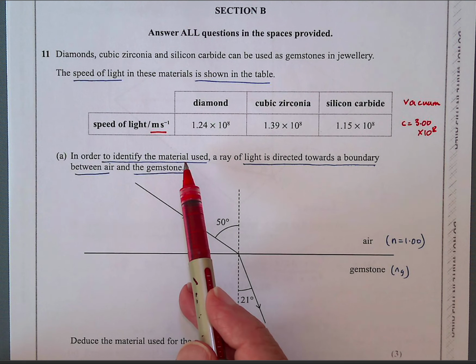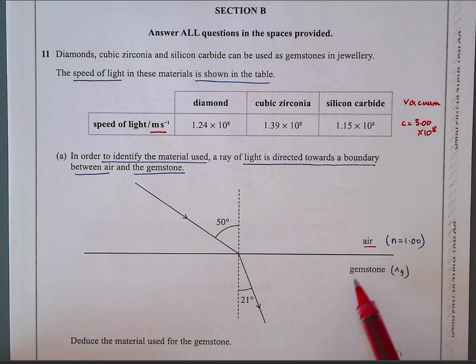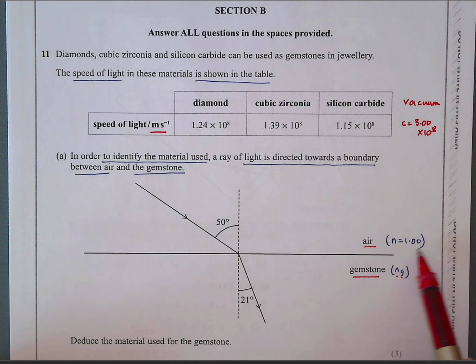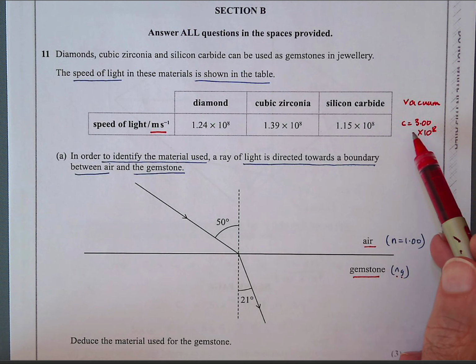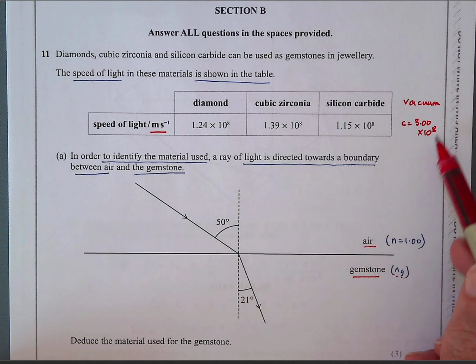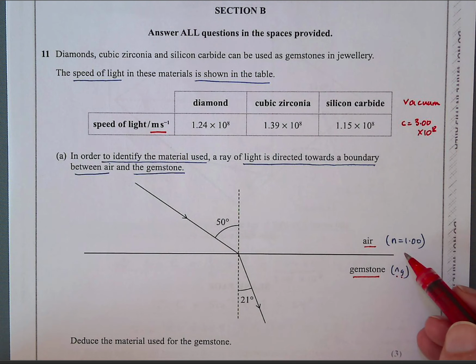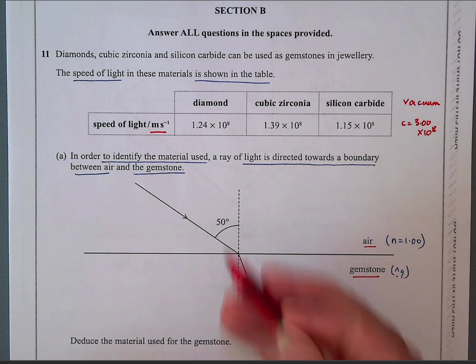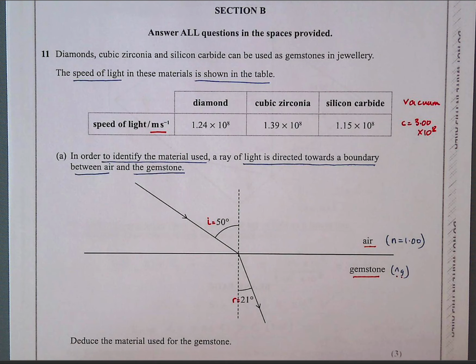In order to identify the materials, a ray of light is directed towards a boundary between the air and the gemstone. So I put the n of the gemstone as ng, where n of air is 1.00, because the speed of light in air is basically, to 2 decimal places, also 3.00. So we can say that the refractive index of air is 1.00. Okay, so when it goes in, this is called the angle of incidence. So i equals 50, and the angle of refraction is 21 degrees.